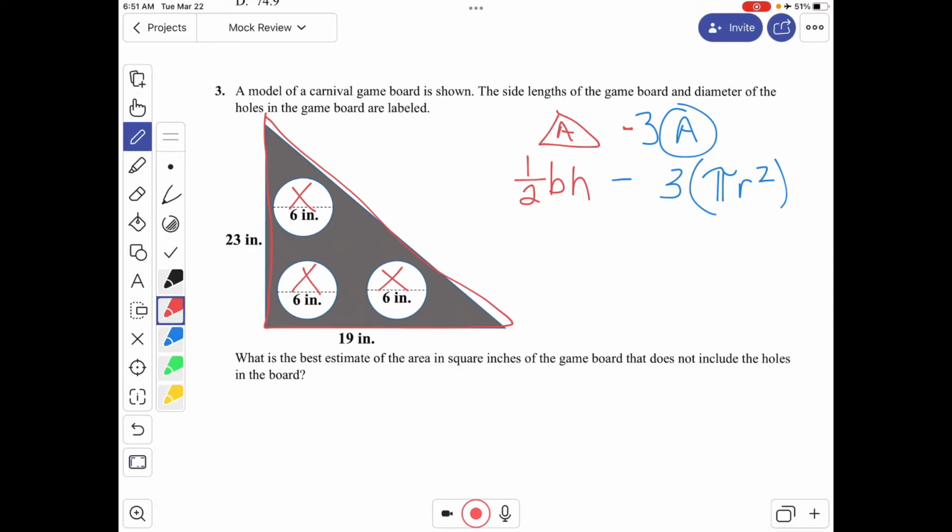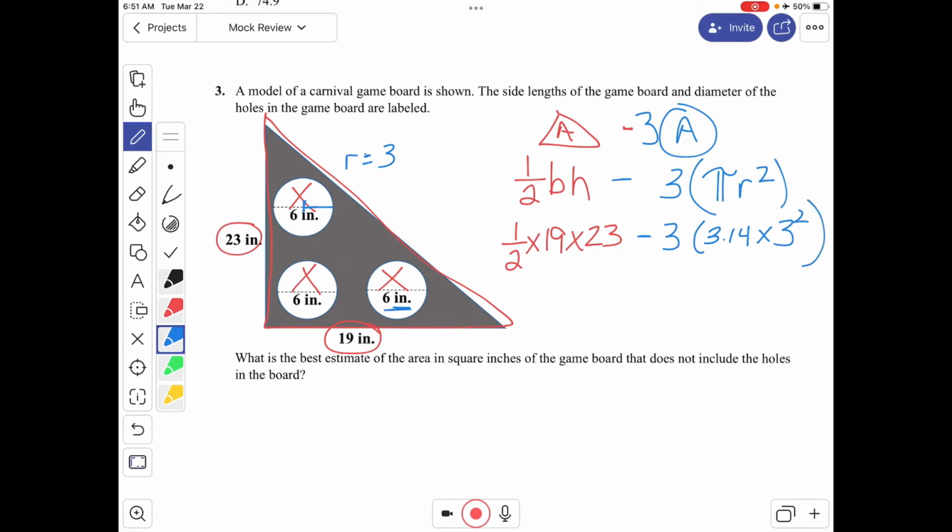And then we want to plug in the numbers. 1/2 times the base of the triangle times the height of the triangle minus 3 times 3.14 times the radius. Is 6 the radius? No, the radius would be halfway across the circle. So half of 6 is 3. And this is supposed to be 3 squared because it's radius squared. And then all you have to do is solve that.